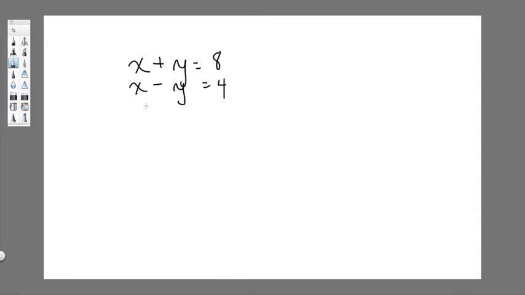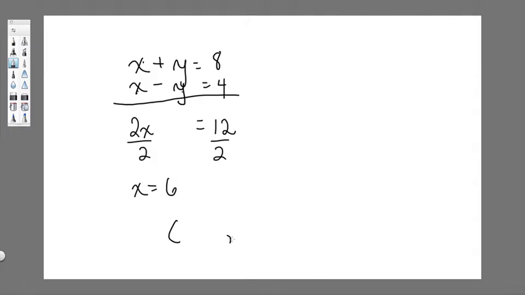I look at this and I ask myself, if I add these 2 equations together, will one of the variables be eliminated? And I go, oh, I have a positive y and a negative y. They're inverses, so if I add them together, they'll cancel out. So let's go ahead and do that. I'm going to draw a line. x plus x equals 2x. The positive y and the negative y cancel each other out. 8 plus 4 is 12. The inverse of multiplying by 2 is dividing by 2. So I found out x is equal to 6.